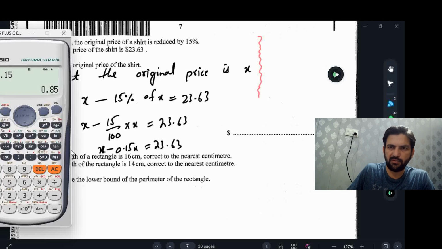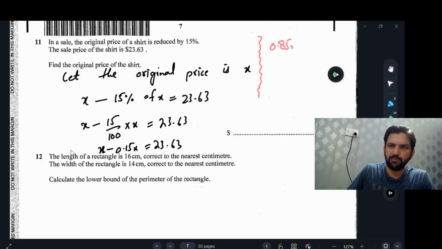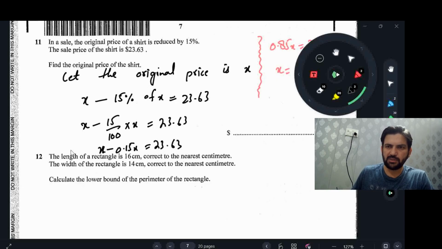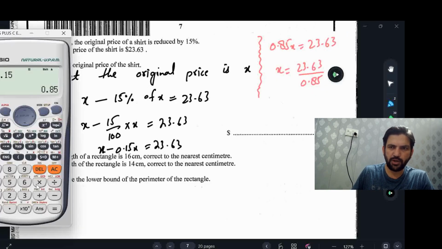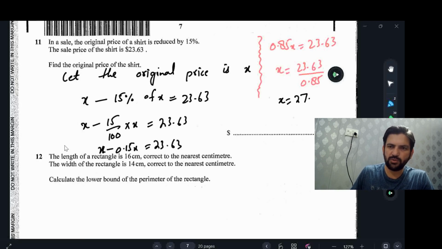So 0.85x is equal to 23.63. So x, which is the original price, will be 23.63 divided by 0.85. I hope that the concept is clear. So 23.63 divided by 0.85 will be equal to 27.8, so x is equal to 27.8, which means this should be the final answer.